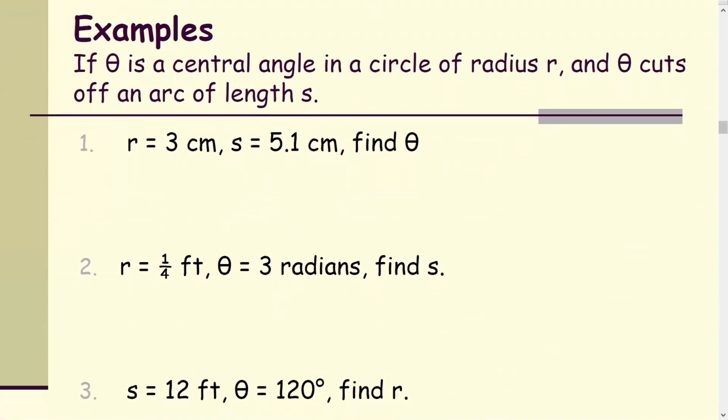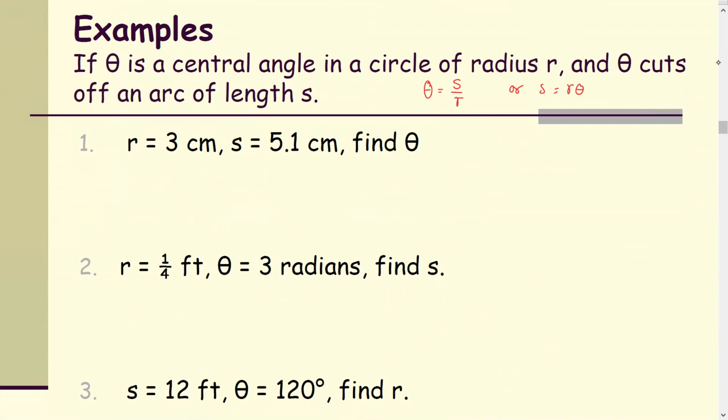First example, we're going to find that if theta is a central angle in a circle of radius r and theta cuts off an arc of length s. For r equals 3 centimeters, s equals 5.1 centimeters, find theta. Recall theta in radian is from s divided by r, or s equals r times theta.